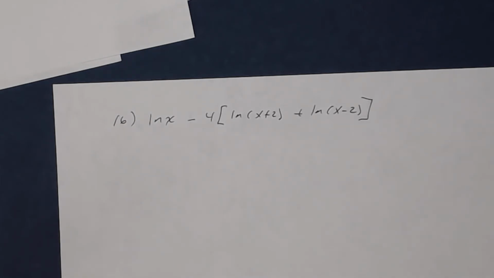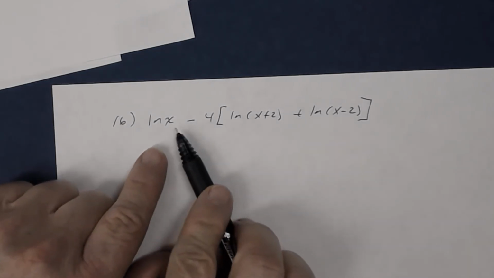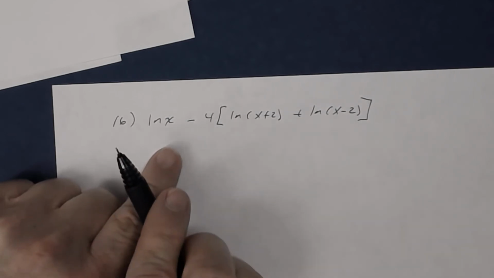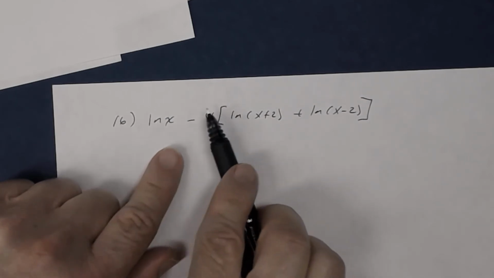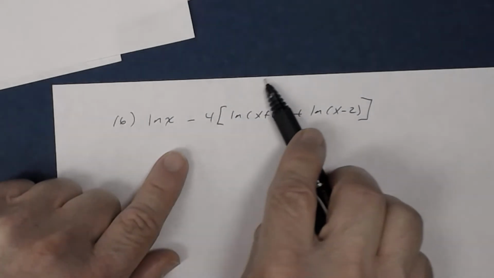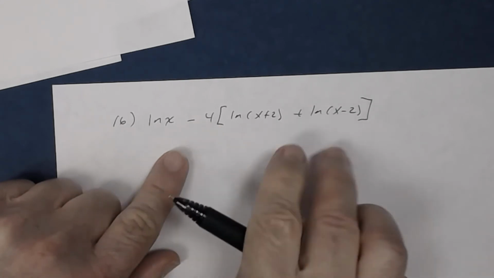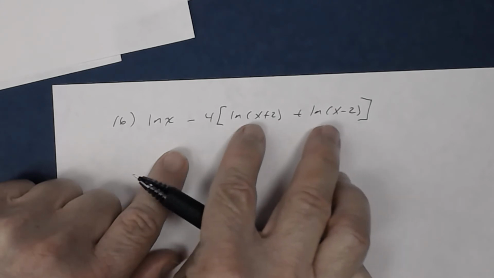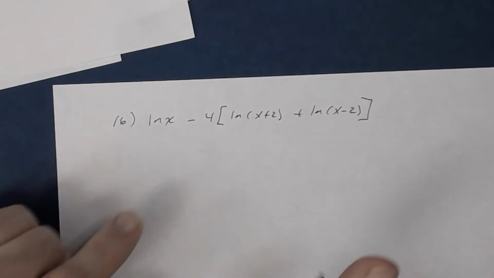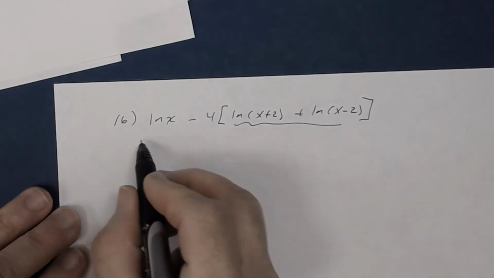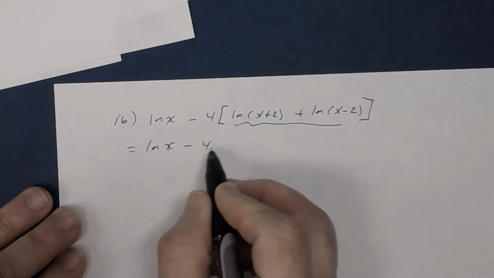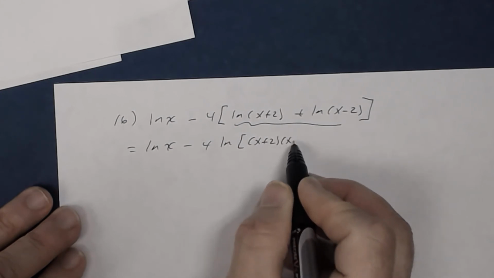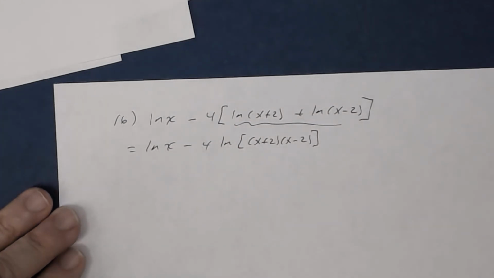First of all, you do understand that you can't use the quotient rule first because of this 4, right? So I got to rewrite this as an exponent. But even before I do that, what can I do with what's inside here? Yeah, I can write what's inside as a product. So let's do that first. So it becomes the natural log of x minus 4 times the natural log of x plus 2 times x minus 2. Y'all agree? Okay.